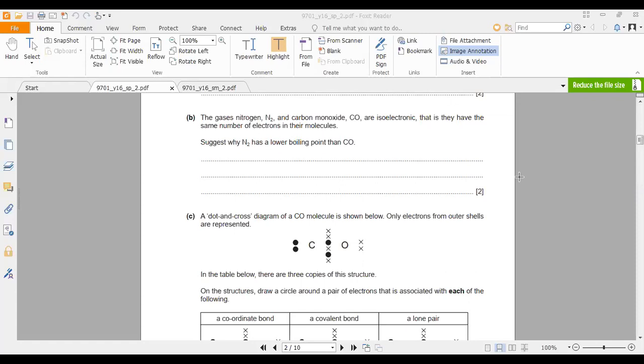Yes, a part is correct for the first one. There are 2 marks for this question, so you have to give 2 points. Fewer electrons in chlorine than bromine. Yes, correct. Weaker van der Waals force of attraction in chlorine compared to bromine. Yeah. So there are 2 points. Absolutely right. B suggests why nitrogen has a lower boiling point than carbon monoxide. Why nitrogen has a lower boiling point than carbon monoxide? You have to answer this question.